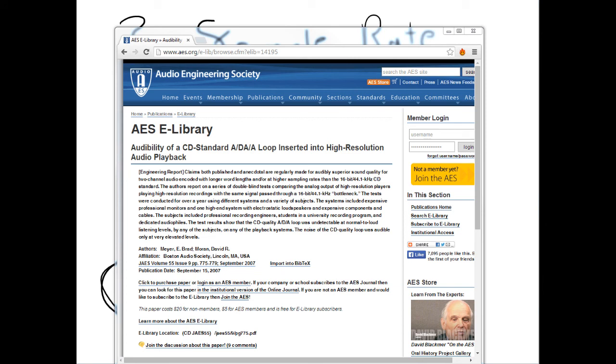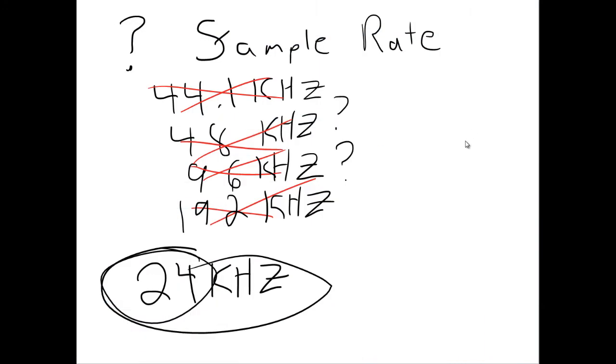So there was a double-blind study done by some groups, published in the AES, that basically took 24-bit, 96 kilohertz, very high sample rate audio and rammed it through a 16-bit 44.1 kilohertz, what they call bottleneck. Long story short, in a double-blind study, audiophiles could not tell the difference. So sorry, audiophiles, you're full of crap. But for the guitar, we don't even need to go that high, because there's really nothing there. So I'd argue 24 kilohertz is good enough.